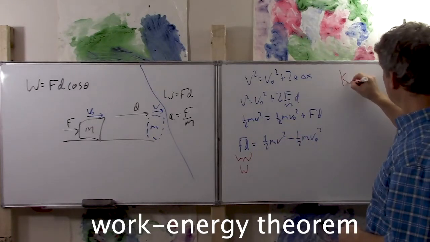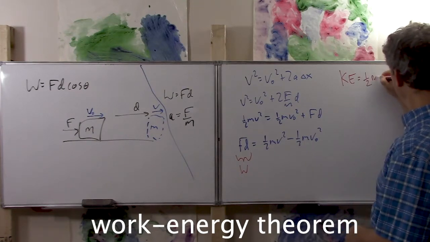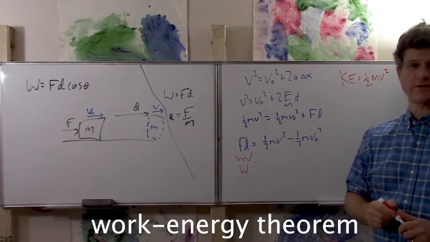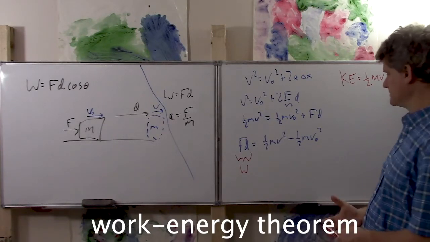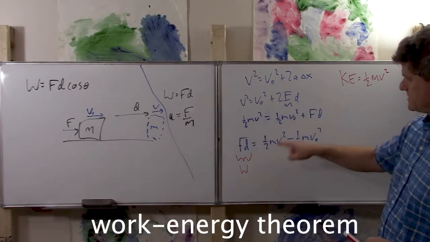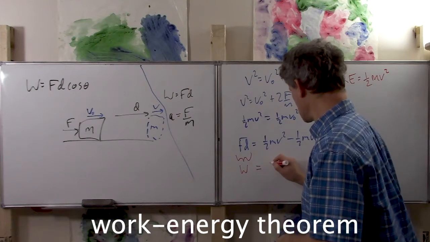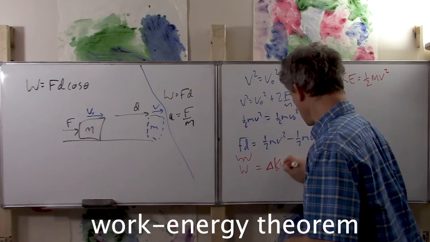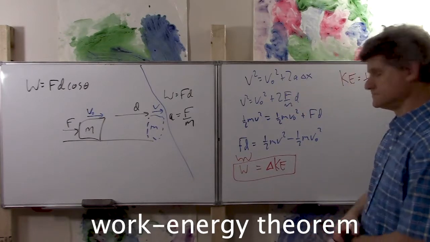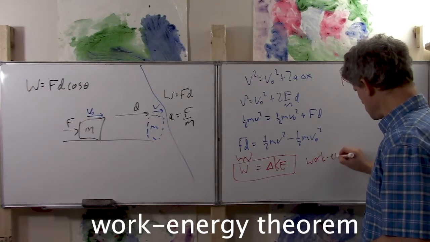So what we do is we define 1/2 mv squared as the kinetic energy. So kinetic energy is 1/2 mv squared. That is the energy of movement. And then this is the kinetic energy initial, and this is the kinetic energy final. So what we get is work equals delta KE. And this is the work-energy theorem.